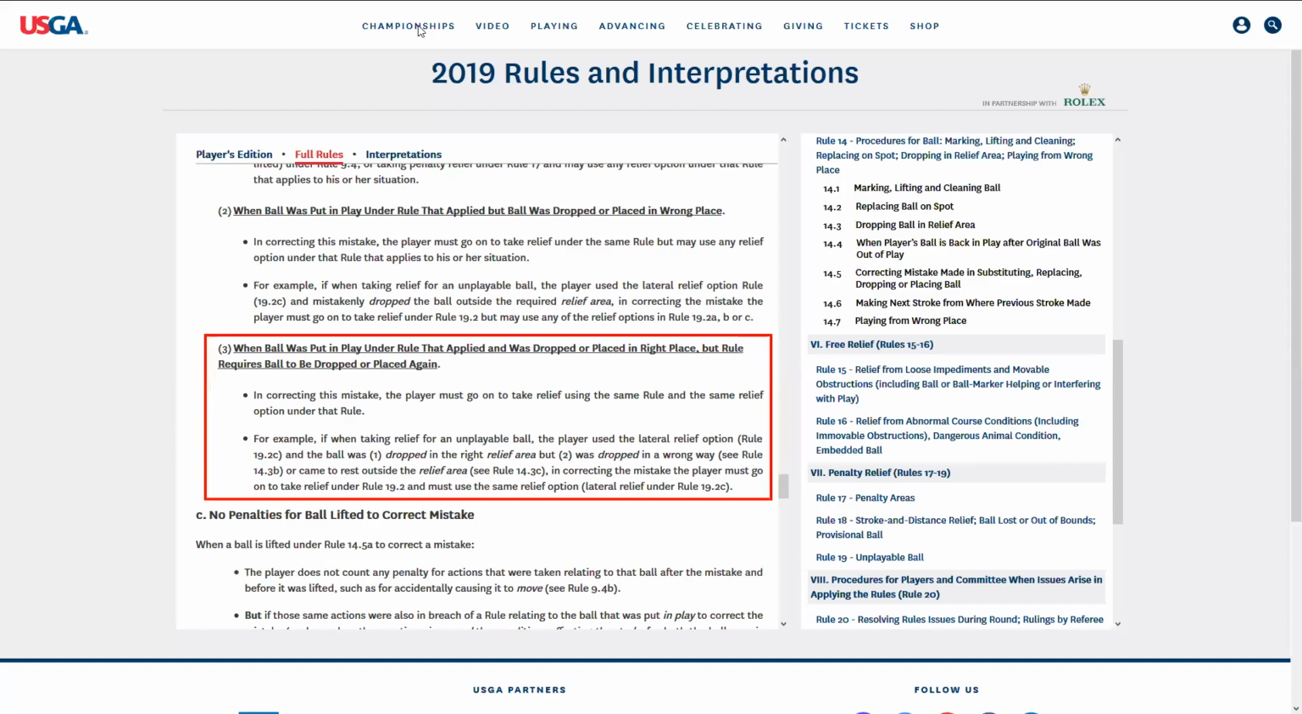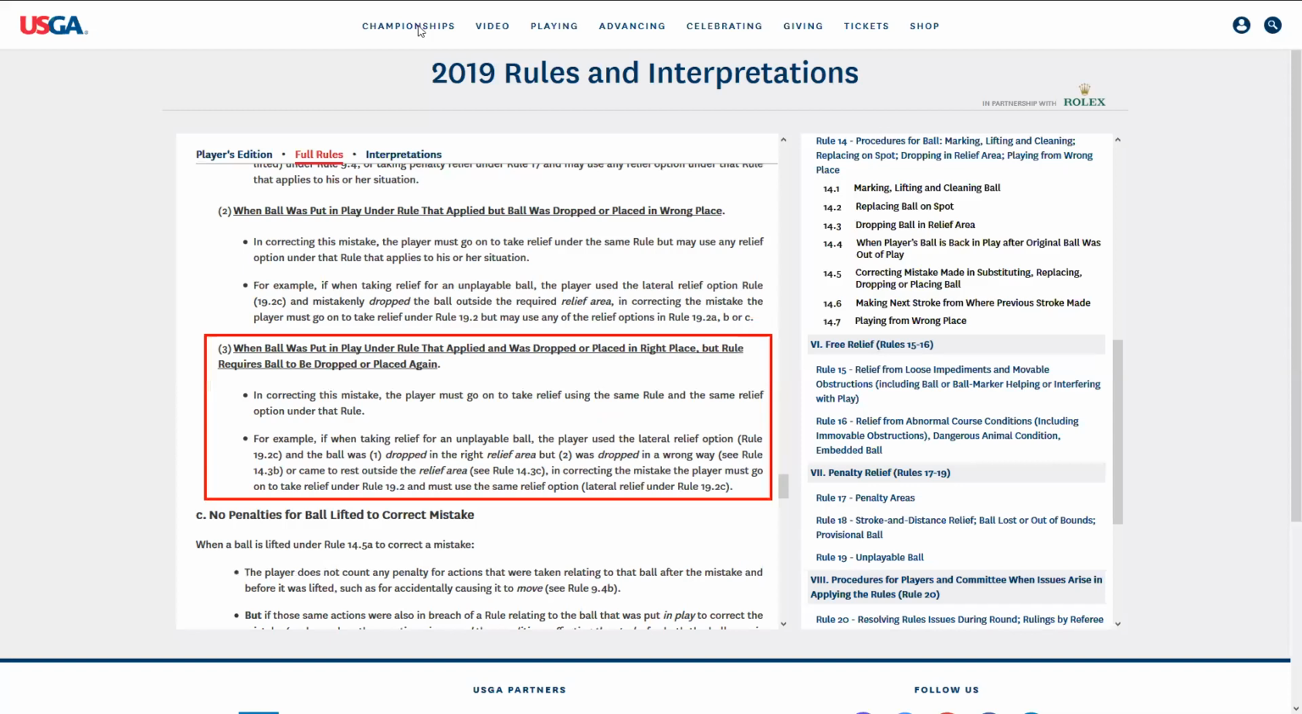So, what are these three things? How do we apply these three? Number 1 says if you drop under an inapplicable rule, the way you correct is you drop under any rule that's applicable. Number 2 says if you drop under an applicable rule, but you don't choose correctly one of the 3 options because you have dropped it in the wrong place, you have to continue under that rule, but you can change to any of the 3 relief options.